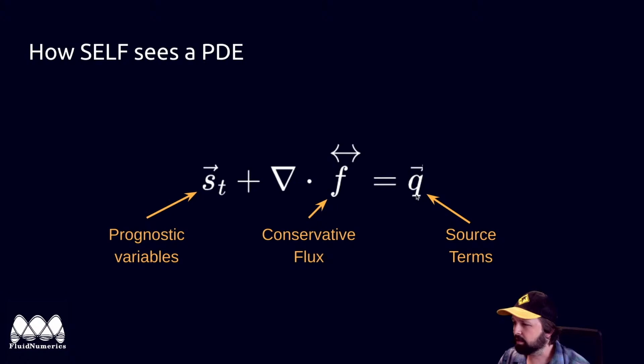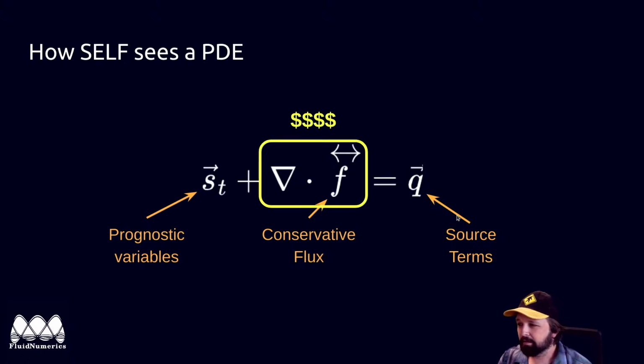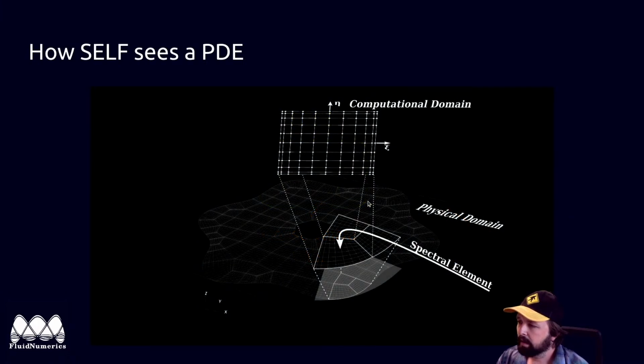And then you have non-conservative source terms. Most everything in SELF is focused around calculating this guy. Of course, if your source terms involve gradients and things like that, that can become quite expensive too. But the big gorilla in the room is the calculation of a flux divergence, which we currently do using a discontinuous Galerkin method, a weak form of the flux, to calculate that flux divergence.